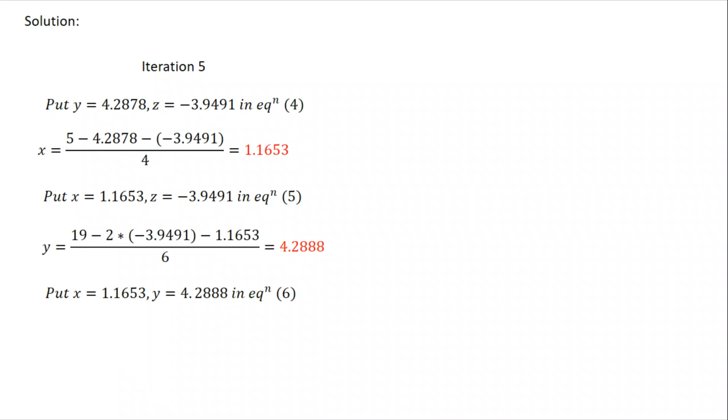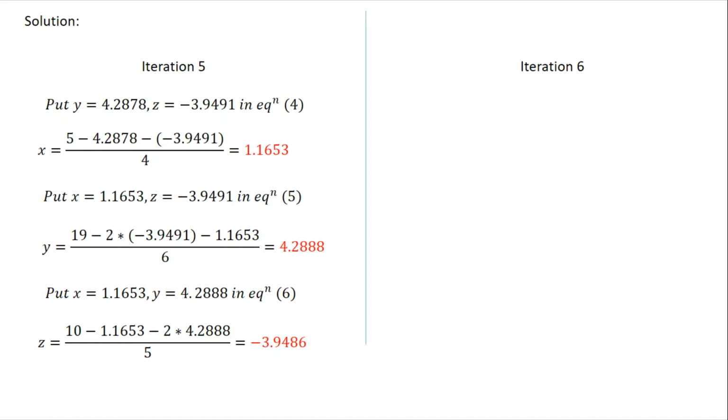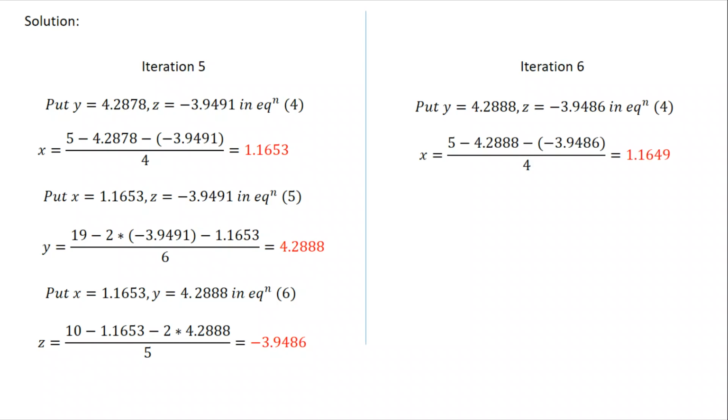4.2888. So put the values of x and y from iteration 5 in equation number 6. So equation number 6 becomes 10 minus 1.1653 minus 2 into 4.2888 upon 5 equals minus 3.9486. Then go for iteration 6. In iteration 6, put the values of y and z from iteration 5 in equation number 4.